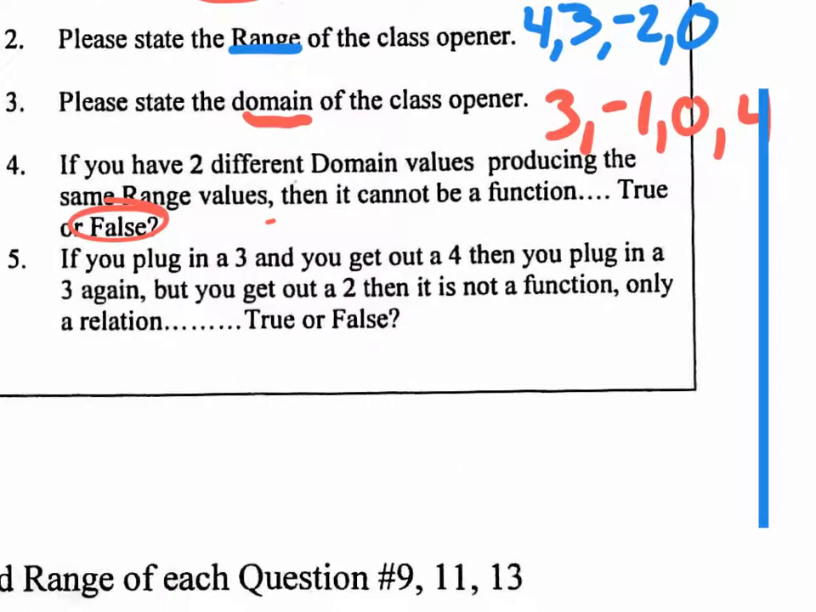The last one, if you plug in 3 and you get out a 4, and then you plug in a 3 again, but you get out a 2, then it's not a function, it's only a relation. What do you say about that? True. That's true. That's a broken machine. So this is true right here. There will be a couple of true and false questions on the quiz. Be ready for that.